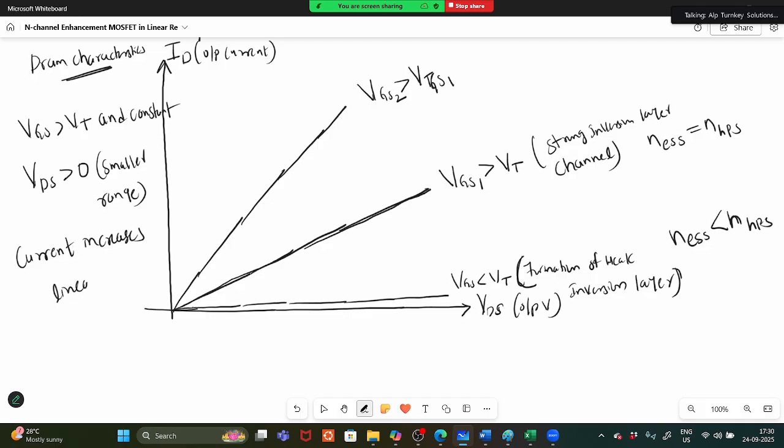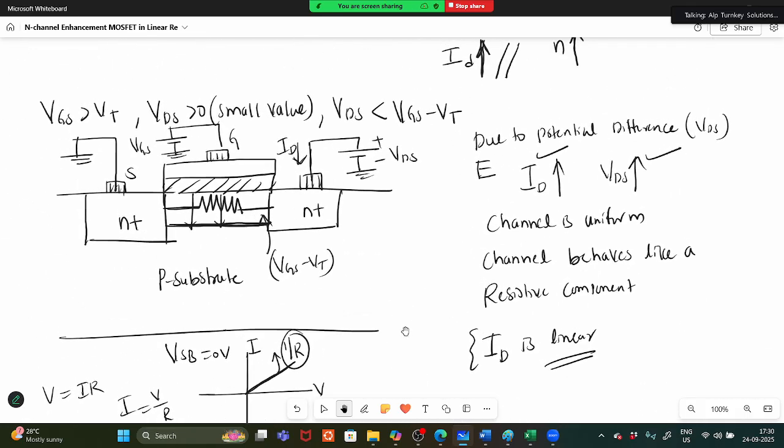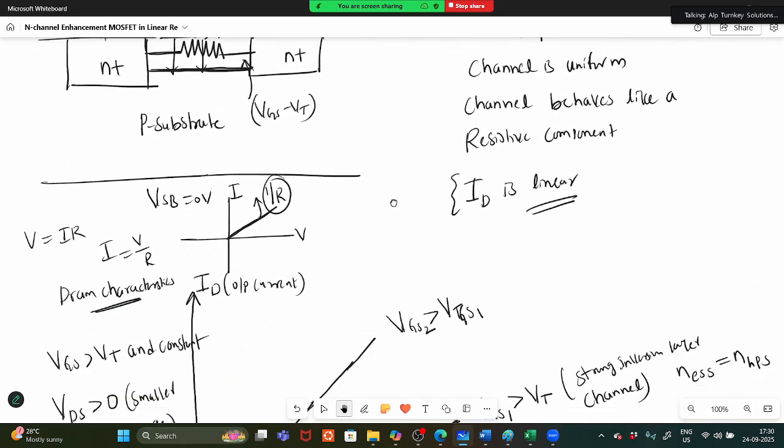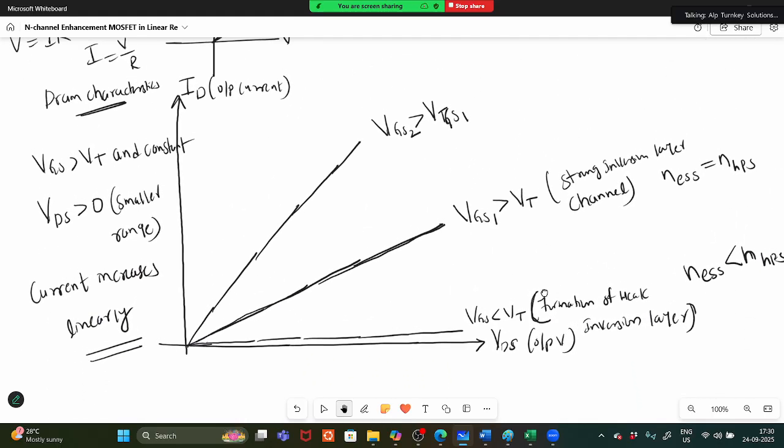Why? Because the channel is uniform and it is acting as a resistive component. We know that for a resistance, the current and voltage relation are both linear. So as VDS increases, ID also increases, linearly. This is about the linear region.